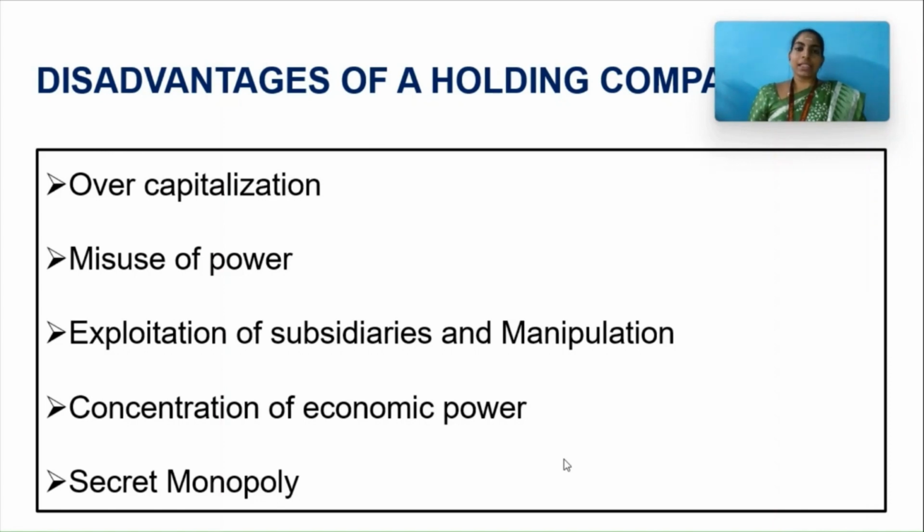So next is a secret monopoly, acquiring the maximum number of organizations outside. This could lead to a secret monopoly since the holding company has the maximum control.